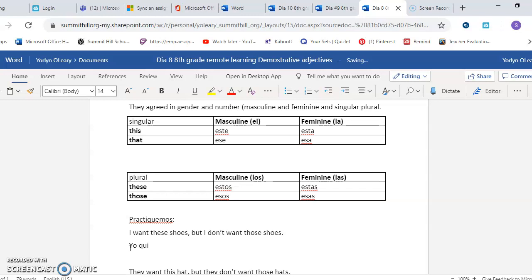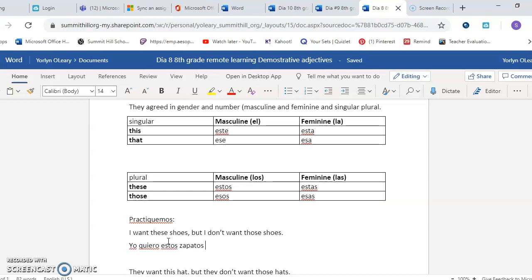Want will be quiero, right? Yo quiero. And I'm going to say this. Okay, well, first of all, in here, you have to figure out what the noun is. In this case, it is shoes. If you look on your vocab, it will be los zapatos. Right in there it is telling you that it's masculine. And you need to say this. So this one is the one you have to use. Yo quiero estos zapatos. Notice we don't need to write the los.